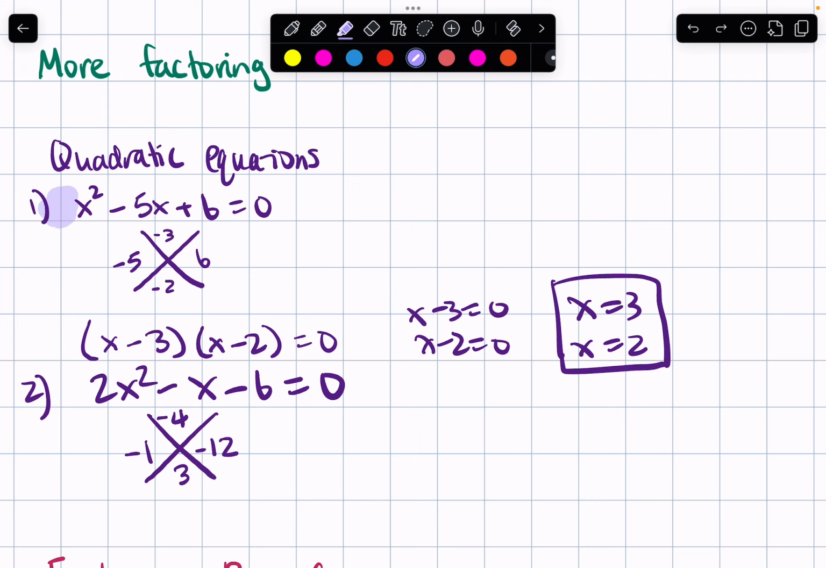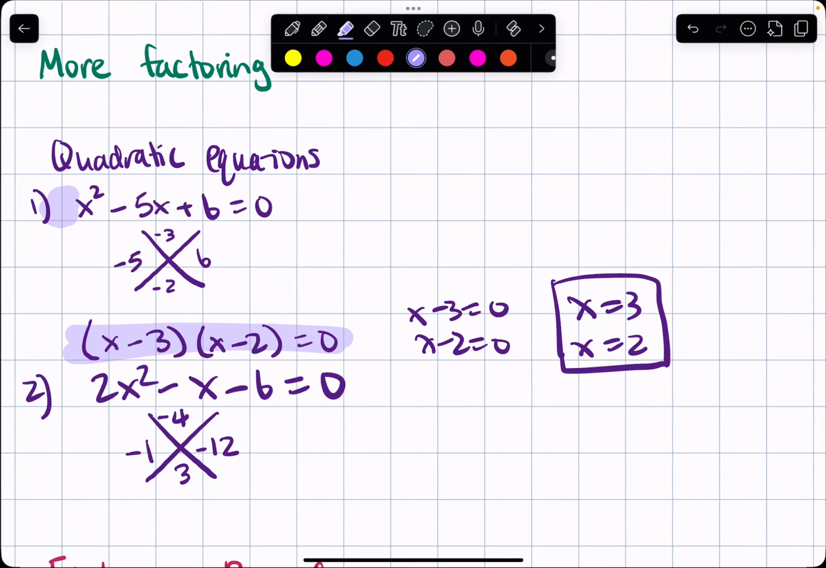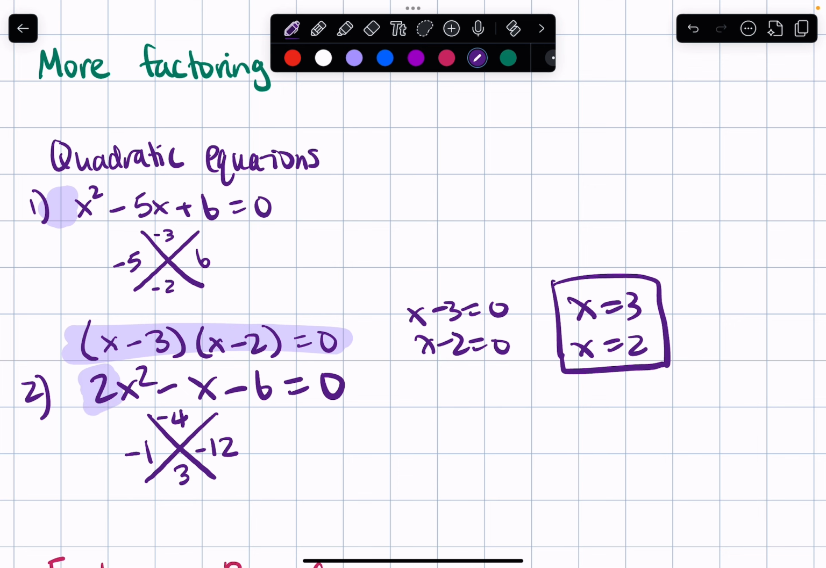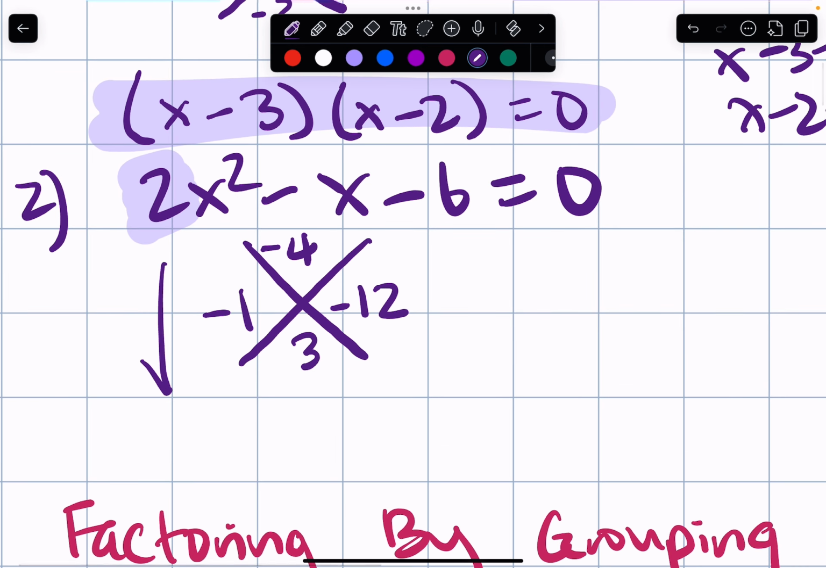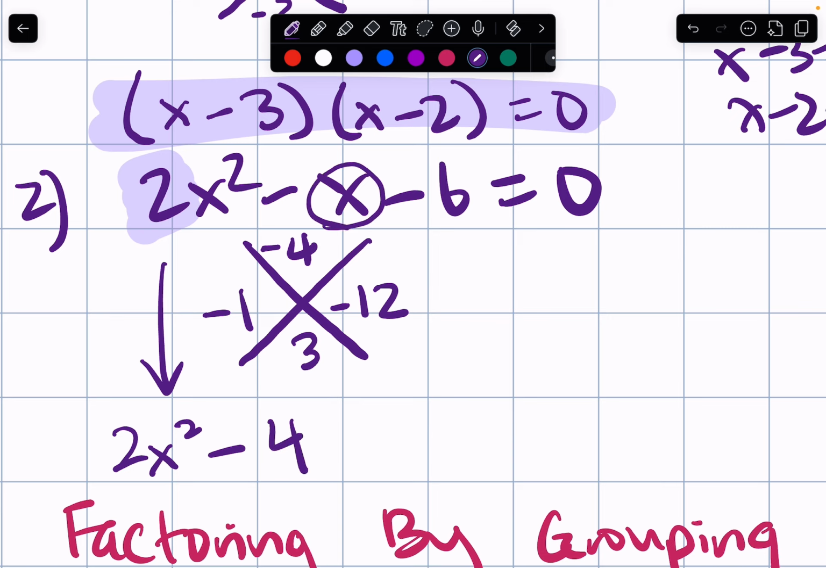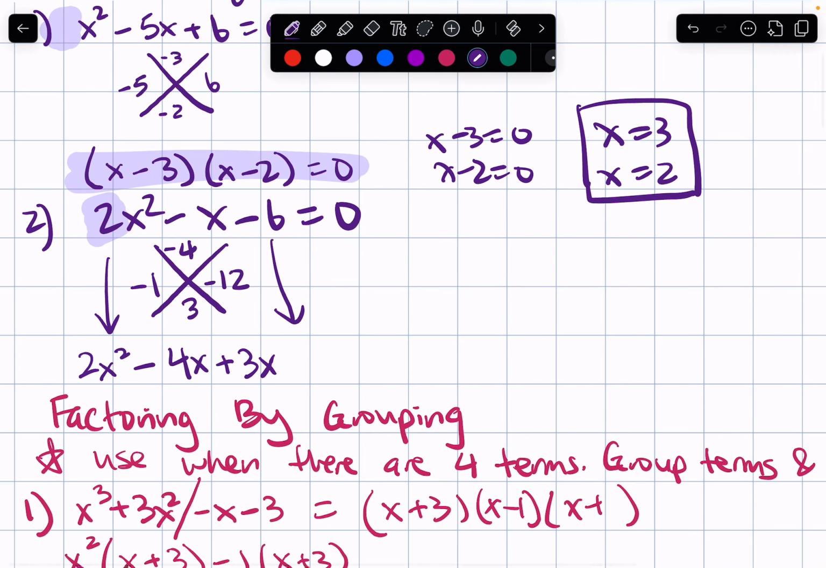So if it has no coefficient like number 1, then you can do it like this. However, if the x squared term does have a coefficient on the front, then you need to do it like this. So you're going to bring the first term, 2x squared, down, and then you're going to do plus whatever number on the top. So it's plus -4, so I'm just going to write -4x, don't forget this term, x, plus the next number on the bottom, plus 3x, and then you're going to bring this number down.